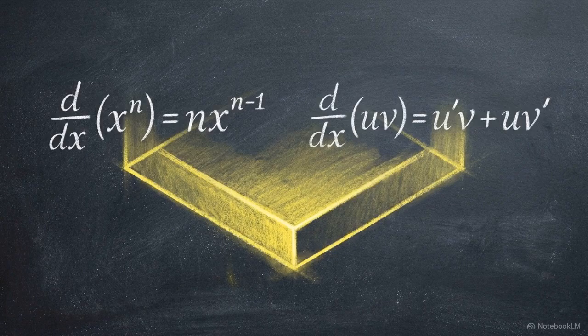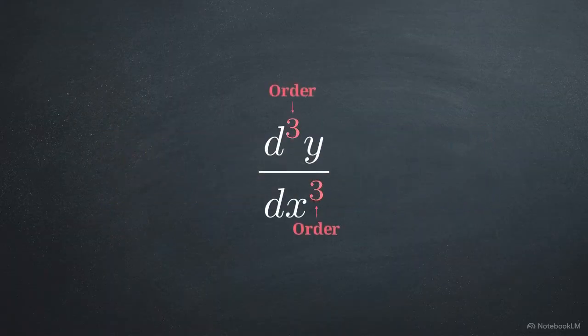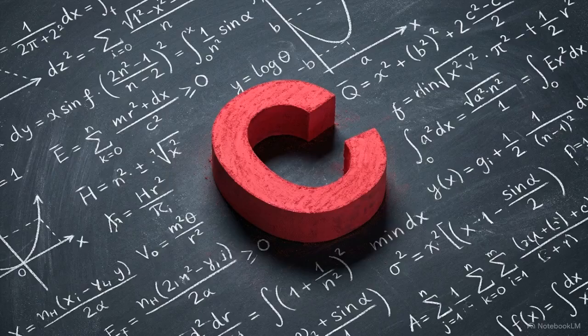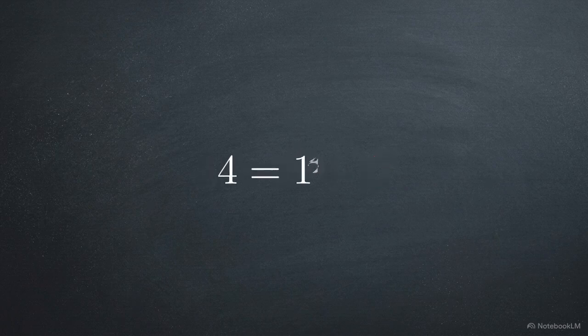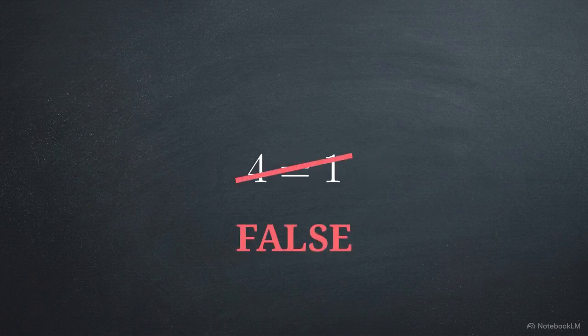Before we start, make sure you are comfortable executing the power rule and the product rule. You will need them to calculate higher-order derivatives accurately. You also need to watch out for the constant of integration, the arbitrary letter c. Dropping that constant during your calculations will ruin the final equation.